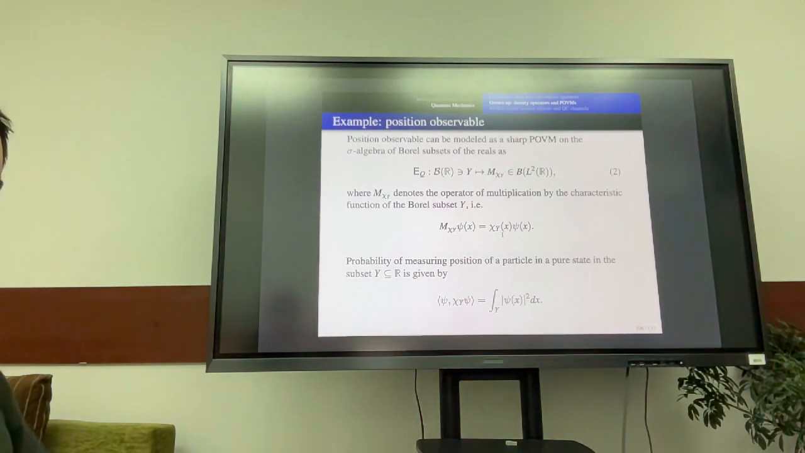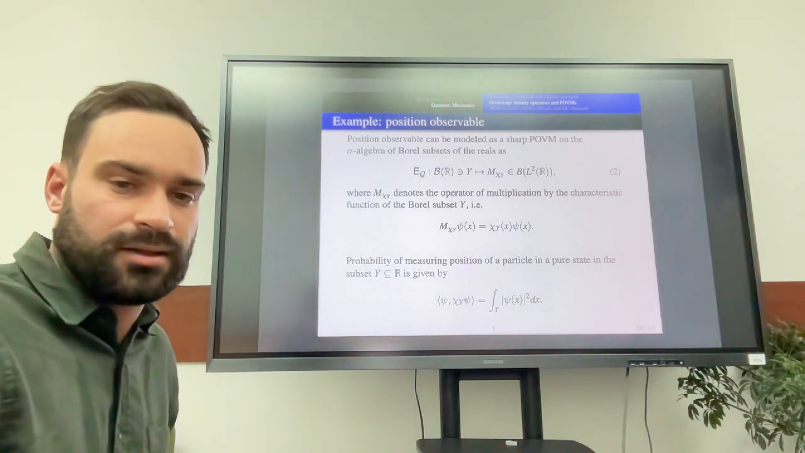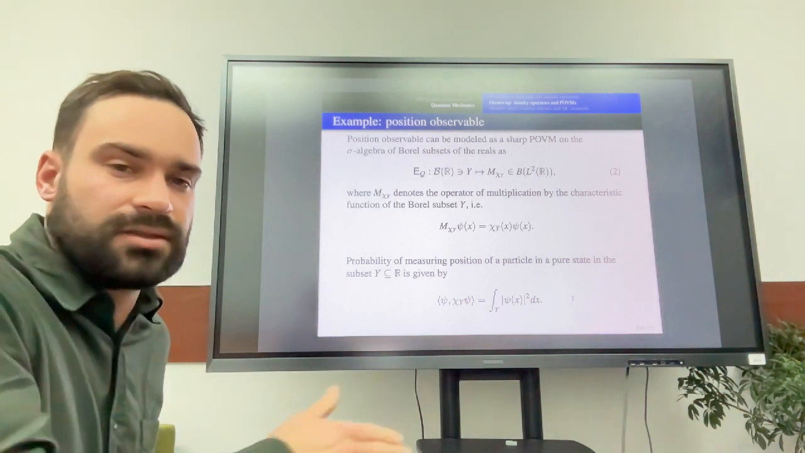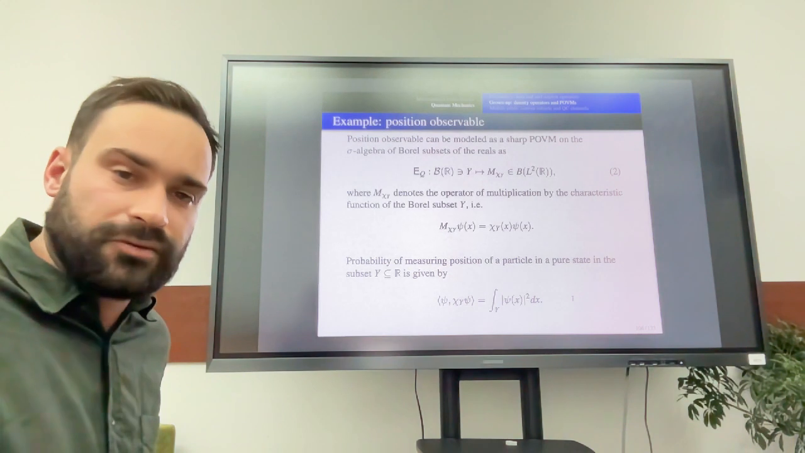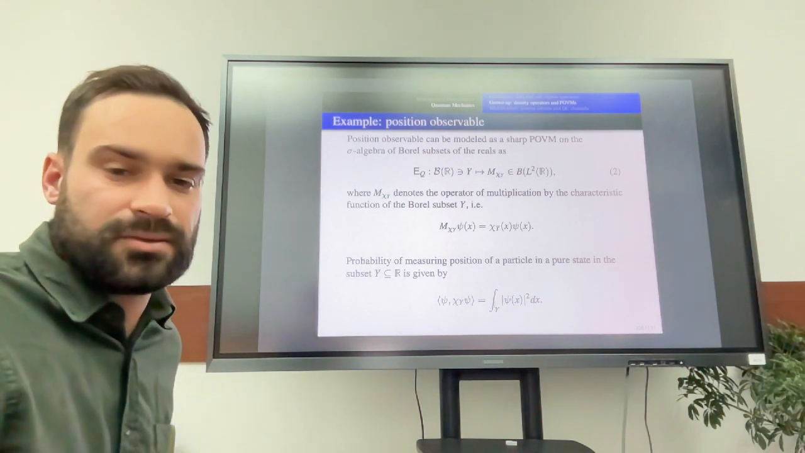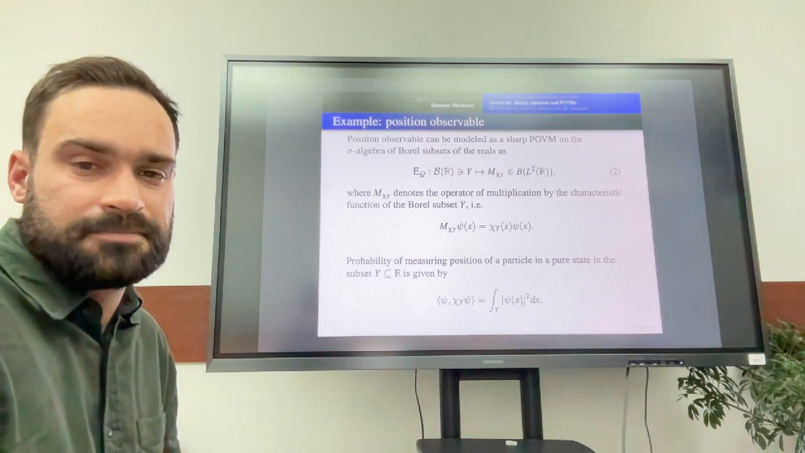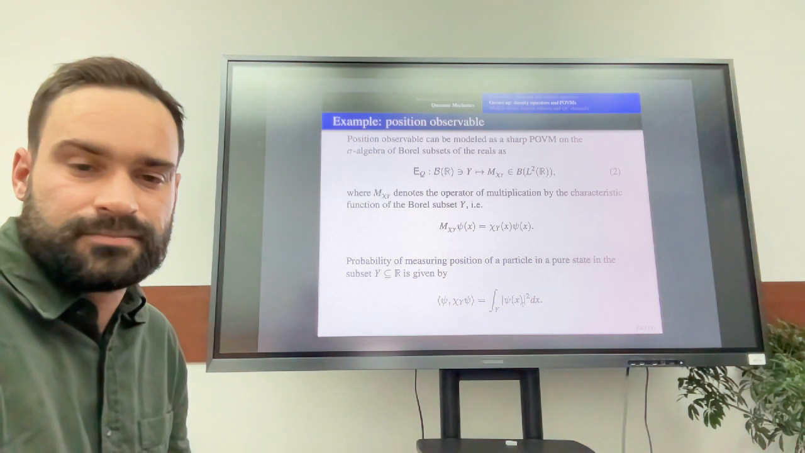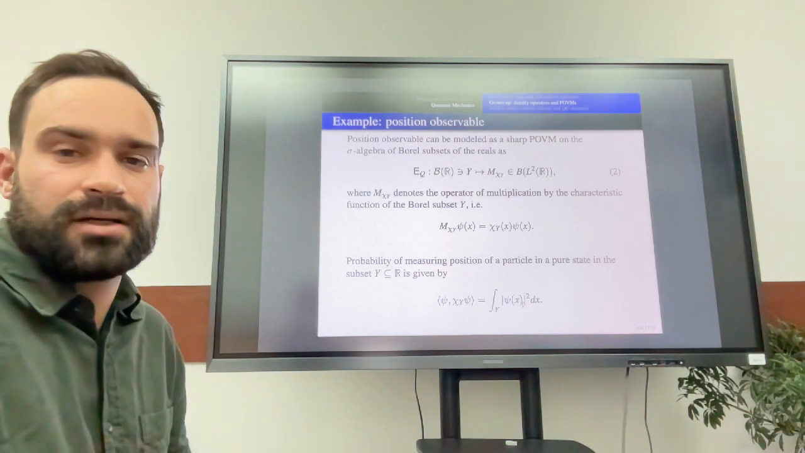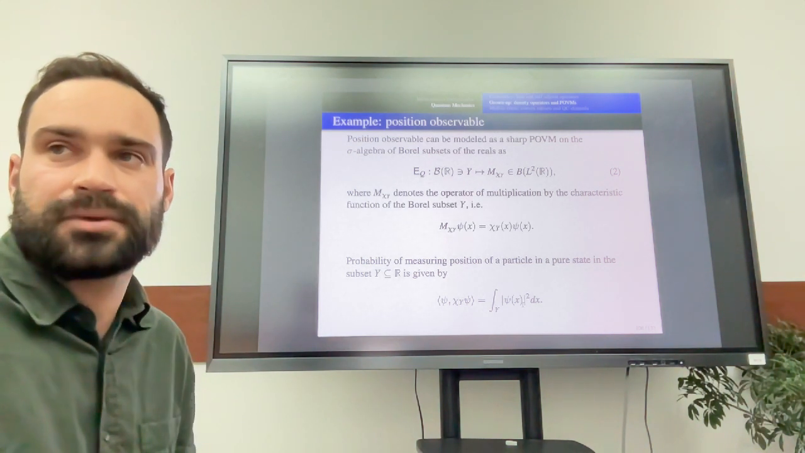The probability of measuring the position of a particle in a pure state in the subset Y is given by this integral. When you apply the definition of how to get probabilities out of a POVM, it gives you precisely the probabilities that you want. You integrate the square of the wave function over the given subset. Are these projections? Yes, these are projections. When a POVM has only projections as effects, we call it sharp. It's a sharp POVM.